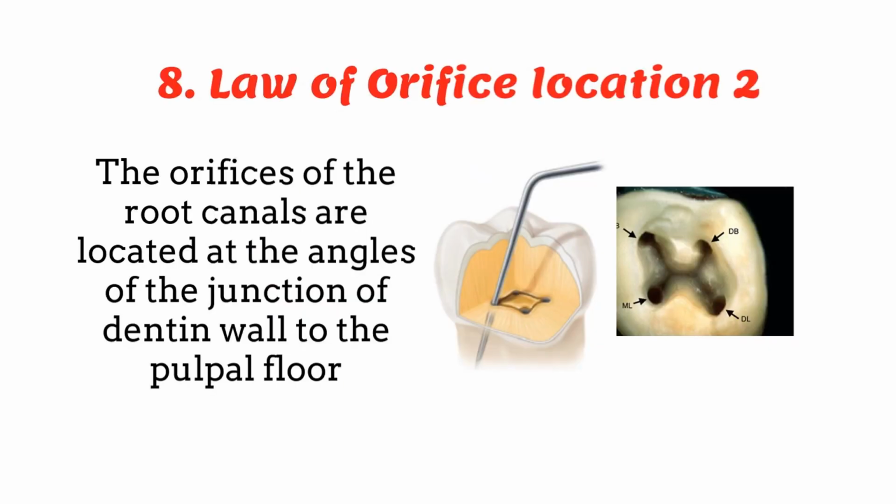Next law is the law of orifice location 2, and this law suggests that the orifices of the root canals are located at an angle of the junction of the dentinal wall to the pulpal floor. The first law suggests that your orifices are located at the junction of wall and floor, and the second law suggests that orifices are located at an angle to that junction. So your root canal orifices are not going straight. If you want to locate your mesiobuccal canal, then you have to go from a distolingual direction. Okay, then only you will be able to locate your mesiobuccal orifice. This figure also suggests that your probe is not going straight, it is going at a particular angle. So your orifices are located at an angle of the junction of the dentinal wall and the pulpal floor.